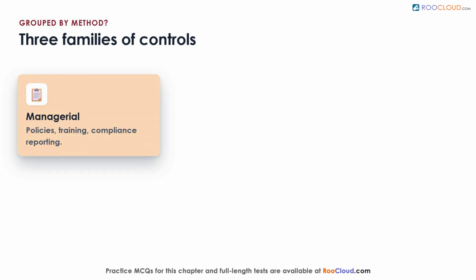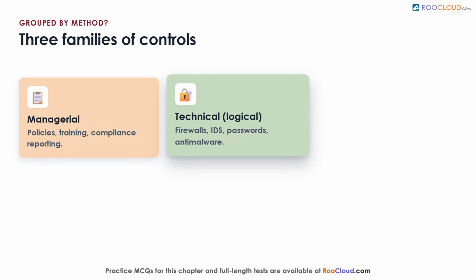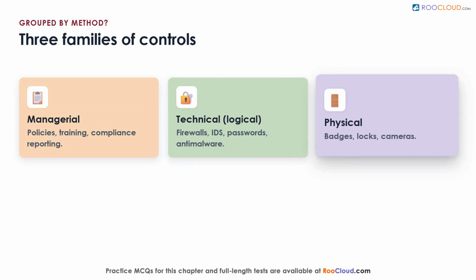What are technical controls? Also called logical controls. They work through technology and devices: firewall rules, intrusion detection, passwords, and anti-malware. What are physical controls? They physically limit who can reach a building or device: access badges, locks, and security cameras.